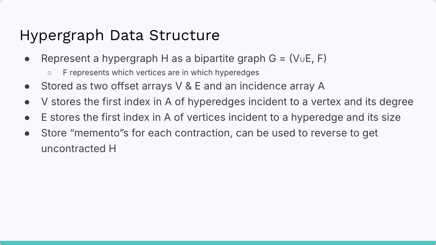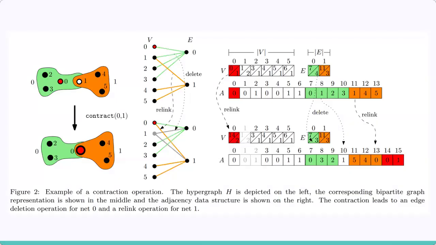And I'll very briefly now talk about how the hypergraph data structure is stored. The idea is that we want efficient contraction of our hypergraph. So the way that they do it is by modeling it as a bipartite graph. So you have vertices on the left and hyperedges on the right. And using this, if you represent it using just adjacency lists, you're able to get good performance for contraction and uncontraction of nodes.